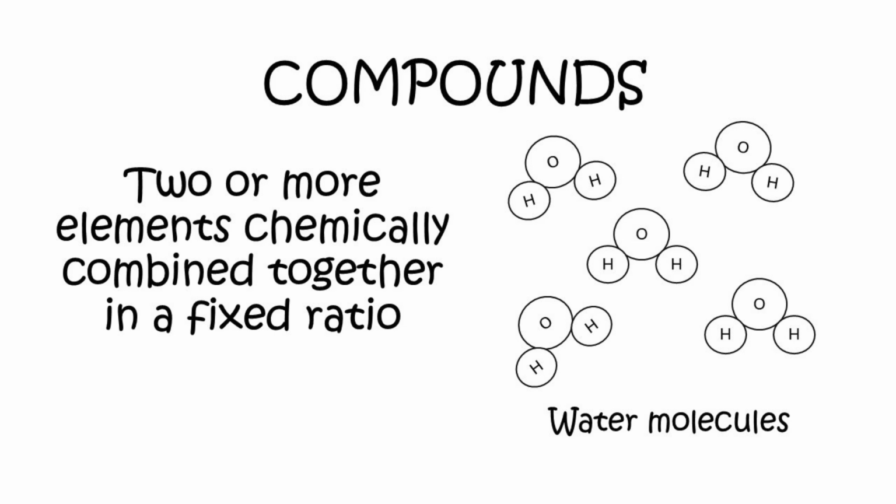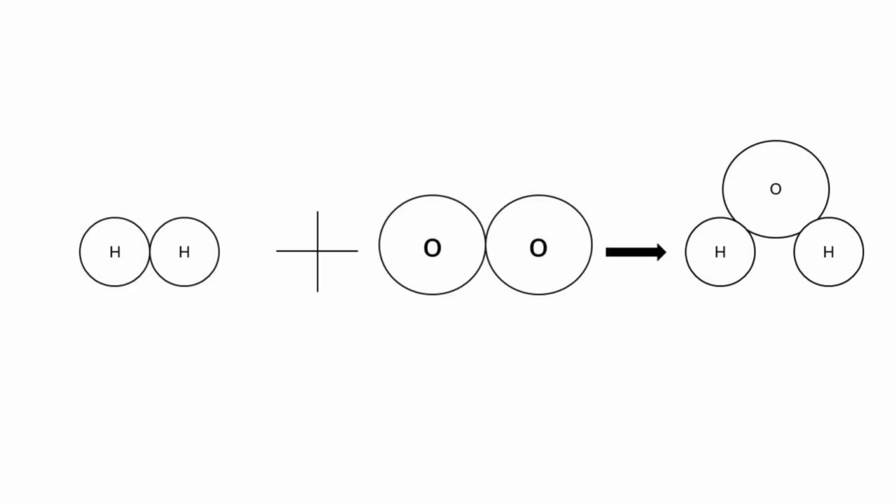Now that we know what an element is, let's move on to compounds. A compound is formed when two or more different elements chemically combine in a fixed ratio. These elements bond together, creating a new substance with different properties from the elements it's made from.